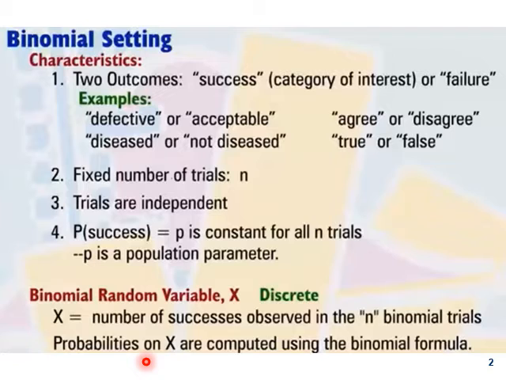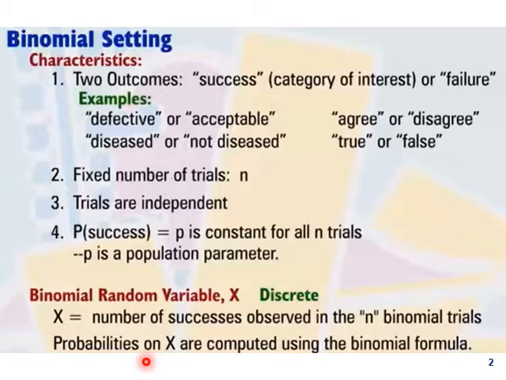Number two is a fixed number of trials. So you will know how many trials there will be. And number three, trials are independent. As you know, it means that the outcome of one trial does not affect the outcome of the other trial. Number four is the probability of success, that is, p is constant for all n trials, and p is a population parameter.